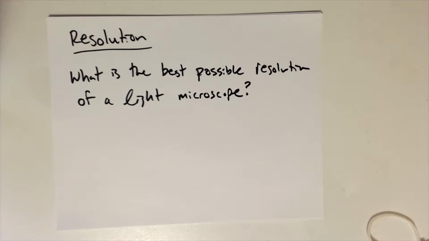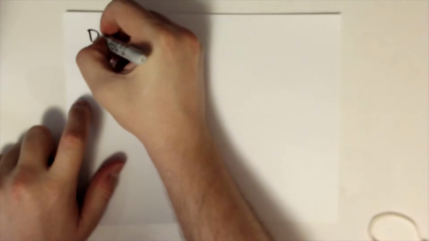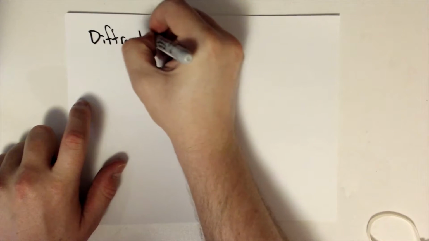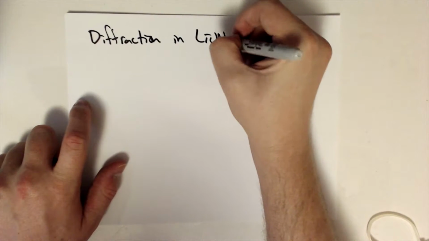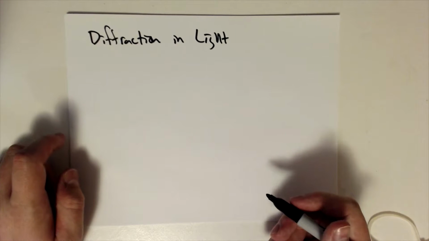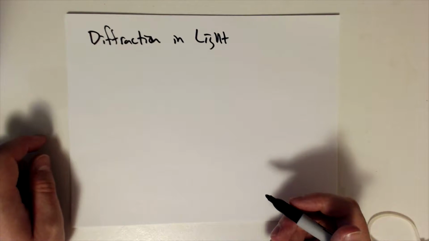All right, in this module, we're going to talk about resolution of light microscopes. To start with, a quiz question for you to answer before we proceed: what do you think the best possible resolution is for a light microscope? Make an educated guess, and we'll come back and talk about resolution. To talk about resolution, we need to look at diffraction, and how it pertains to visible light.